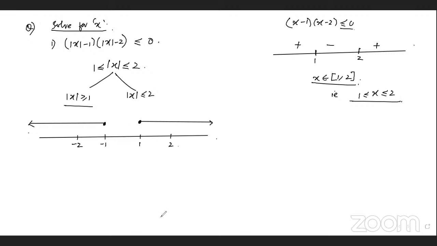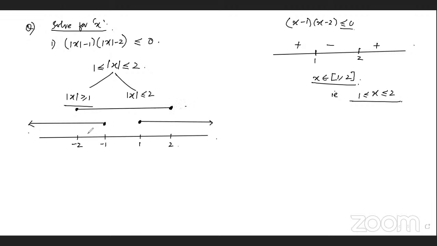And the second one is mod of x less than or equal to 2. This means from -2 to 2, within the bounds, like this, and close here because it is less than or equal to.